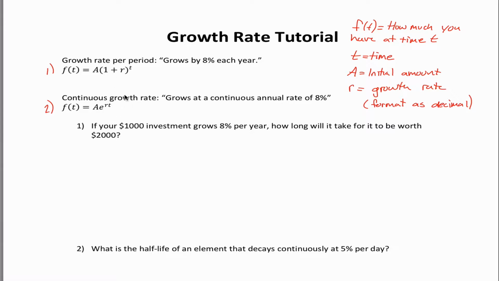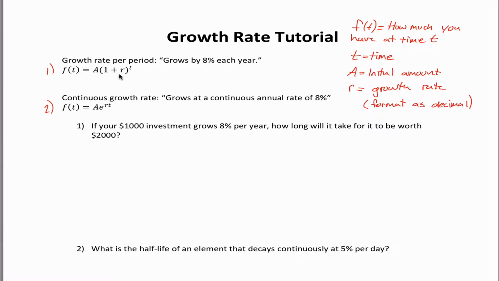And really what you need to know is when to use one versus the other. And the key word is the word continuous, right? If your stuff can grow by a certain amount over a time period, so growth rate per period. So like, for example, you might see something grows by 8% each year. So at the end of one year, you have 8% more than what you had at the start of that year. It's growing by 8% per year. That's this growth rate formula here.